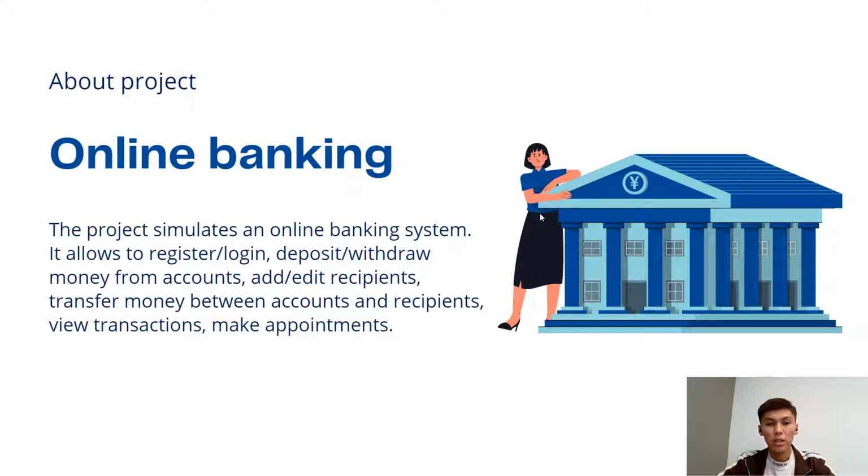What is online banking? There is some information about the project. The project simulates an online banking system. It allows to register, login, deposit, withdraw money from accounts, add, edit recipients, transfer money between accounts and the recipients, view transactions, make appointments.